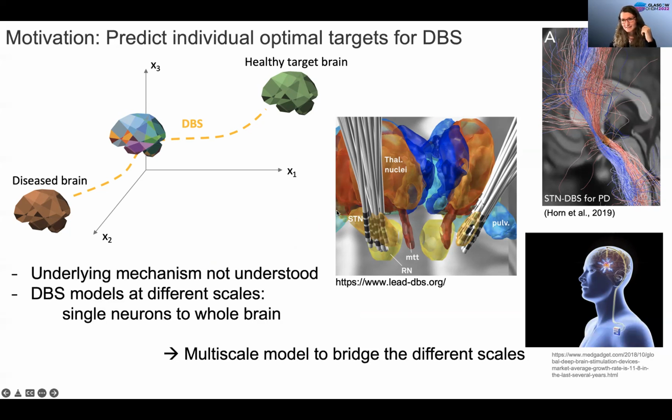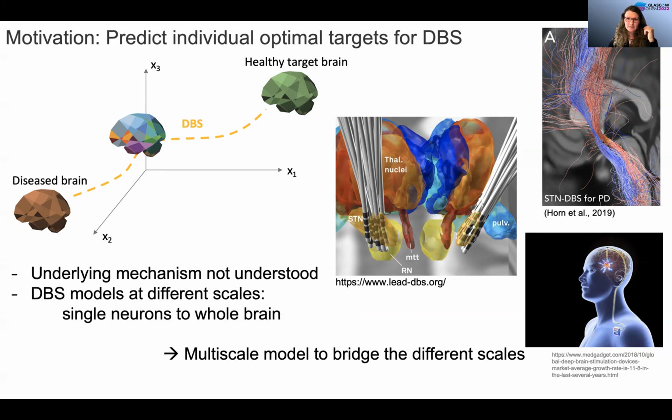So the underlying mechanism is indeed not yet completely understood. What does deep brain stimulation do? But it was found that it helps quite a lot of patients in different diseases. So we thought modeling could help here.